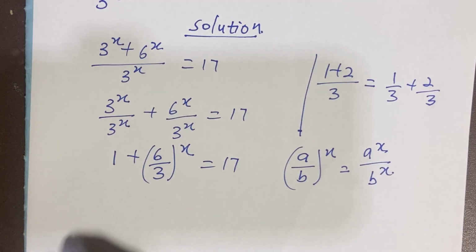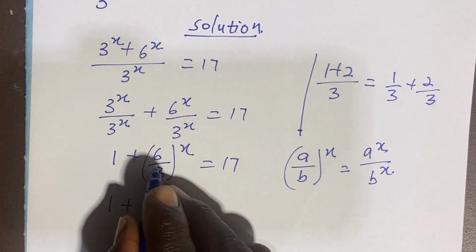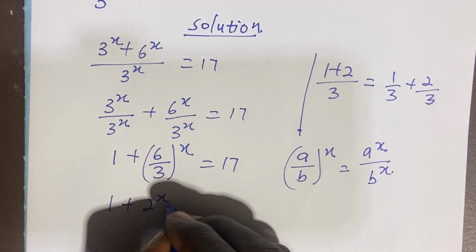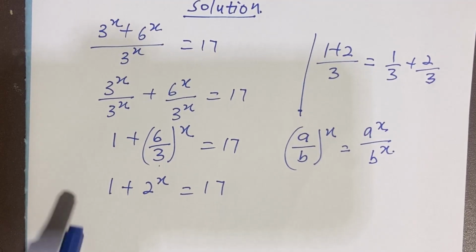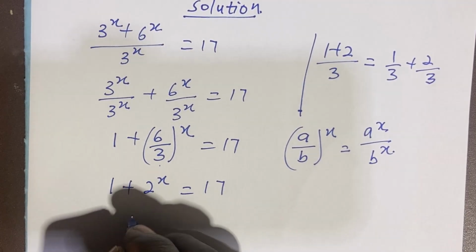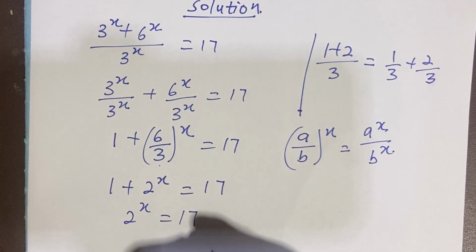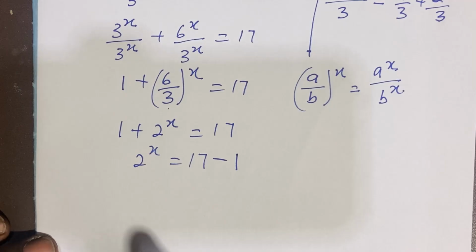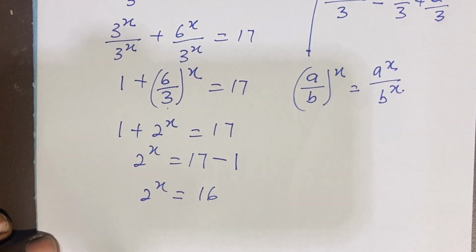From this, I have 1 plus 6 over 3, we are getting 1 + 2^x is equal to 17. From this, we group our like terms. I have 2^x equals 17, and this one will come here as minus 1. From this, I have 2^x is equal to 16.